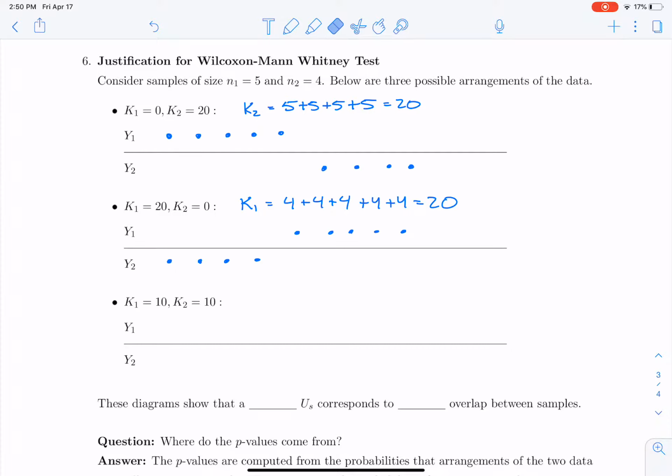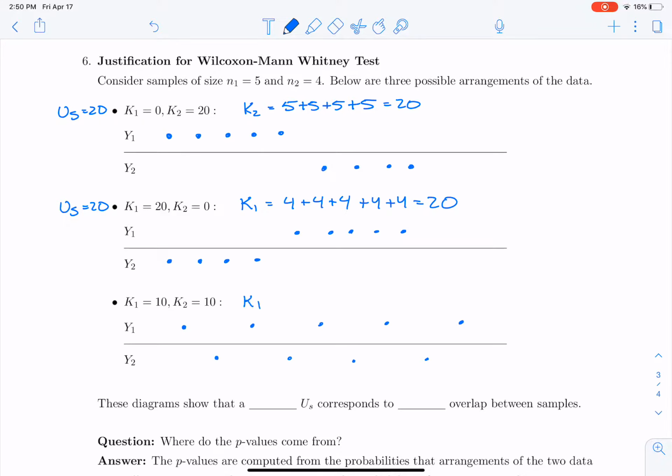Notice in both of these cases, U sub S is going to be 20, which is as large as it possibly could be. And of course, we would say in each of these 2 cases that samples 1 and 2 are distinguishable because one is clearly above the other. Now, when K1 equals 10 and K2 equals 10, that's when we have samples that are indistinguishable, as mixed as possible. So I'm going to arrange the samples so that between each of the samples in the first group is a sample in the second group, and then show you what I would compute for K1.